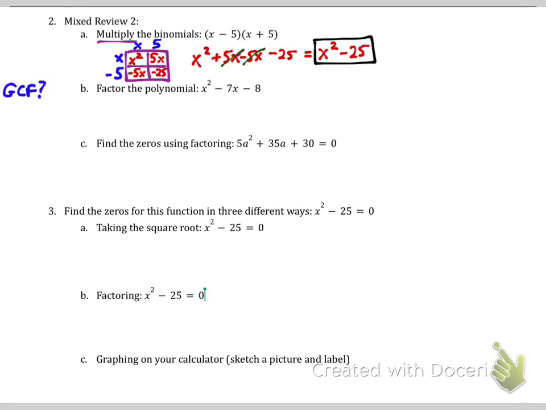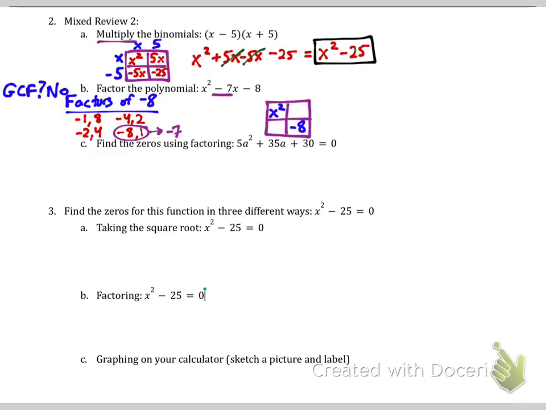Next, for factoring, we're going to ask, is there a GCF? The answer is no here. So I'm going to write factors of negative 8. I need it to add to negative 7, so negative 1 and 8, negative 2 and 4, negative 4 and 2, and negative 8 and 1. The ones that add to negative 7 are negative 8 and 1.